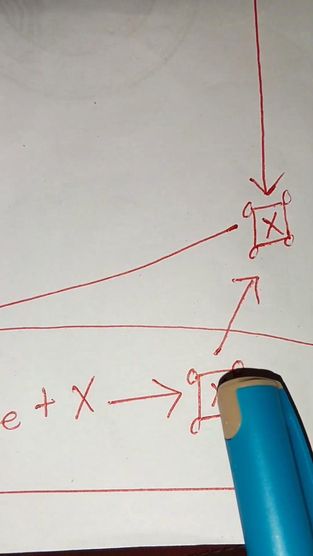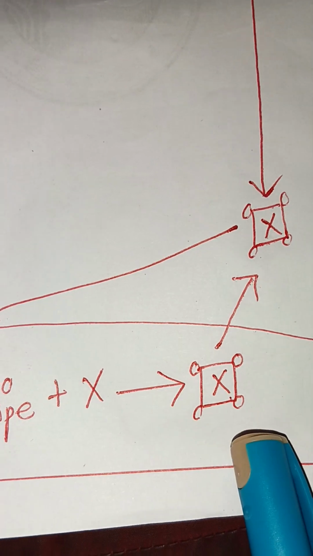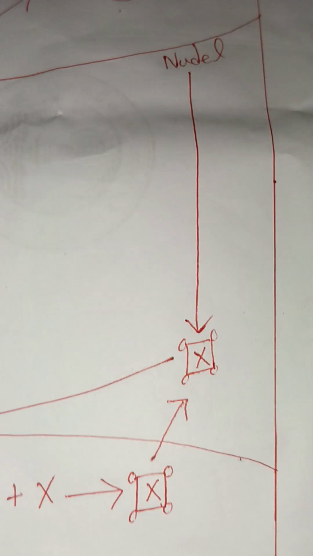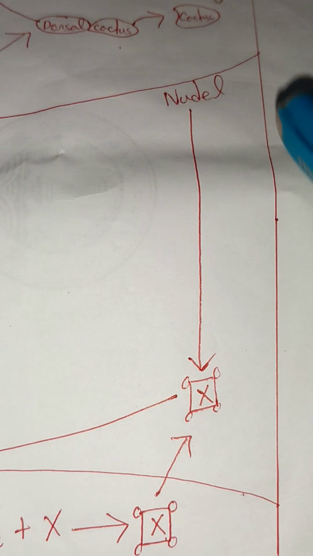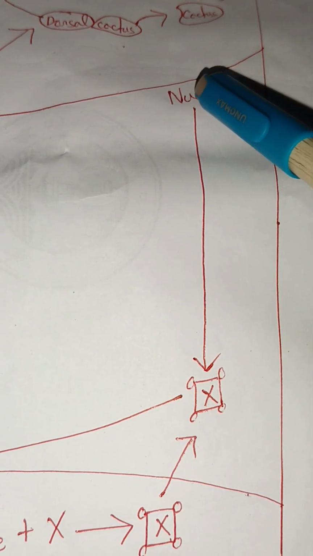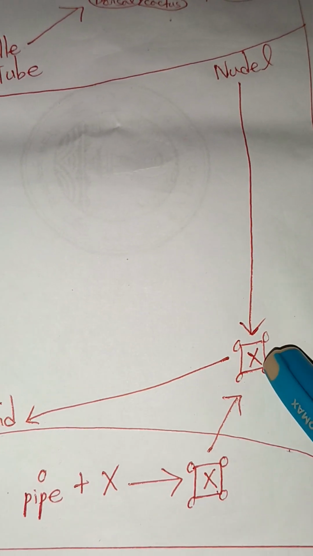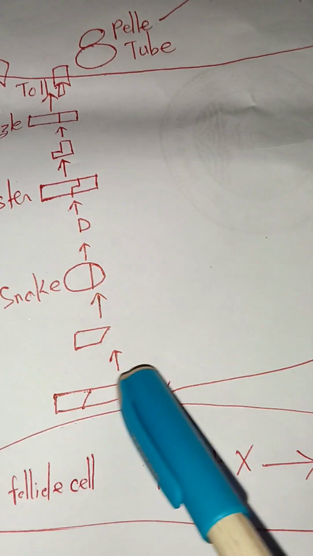As it activates, there is a modification in the unknown factor. So here is the modified version. Okay, modified version. And as this is modified, there is another protein which comes into play, known as Nudel protein. So Nudel protein with the Pipe factor and unknown factor activates the GD.